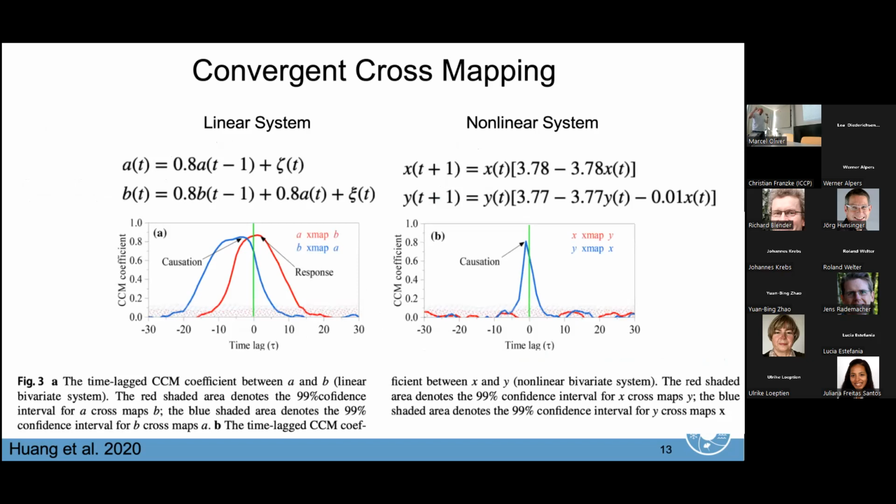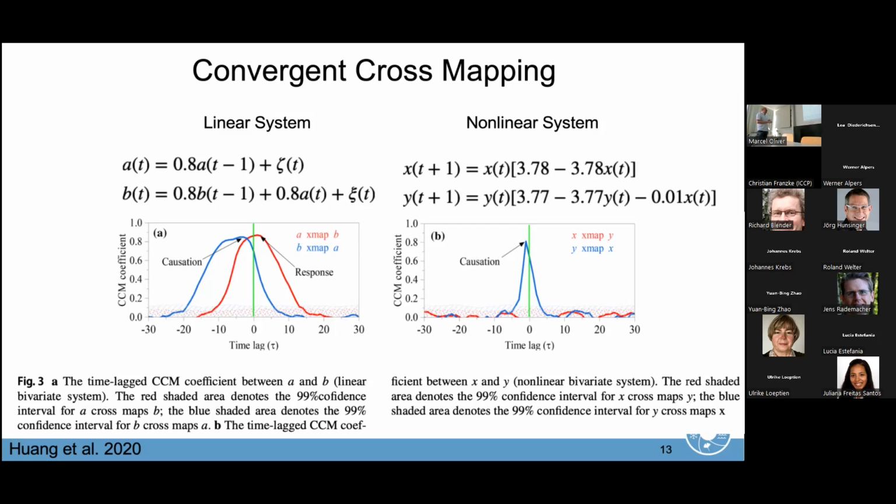Okay, now just to demonstrate this with one of the earlier examples, the linear system and nonlinear systems here. If you remember, the correlation showed you lots of oscillations for the linear system and basically no significant correlations for the nonlinear system. And here we get a much cleaner picture, so that we first try to do A cross map B, so we construct A from B, or B cross map A, to see causation and response, so that then we look for the maxima of the correlation coefficient.